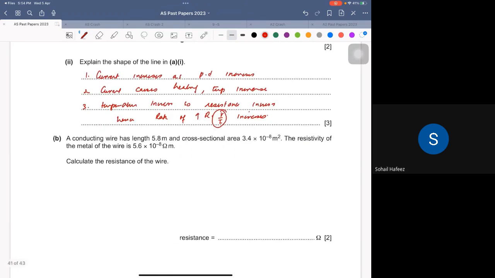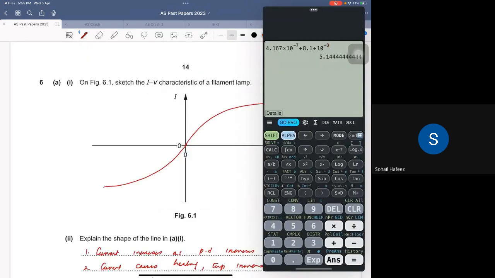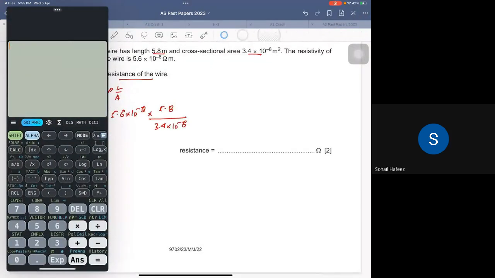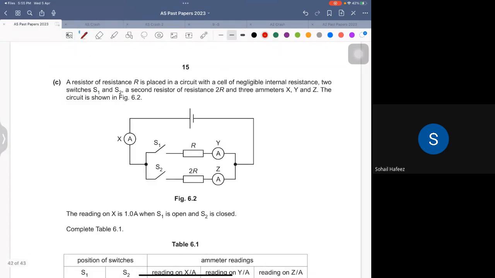Then it says a conducting wire has a length of 5.8, cross-section, wire resistivity. So R is equal to rho L upon A. You have to find the resistance. This is so easy. 5.6 times 10 raised to minus 8, times length 5.8, and cross-section area is this. This is like an O-level question. Not even diameter is given. 9.6, okay, thank you. 9.6.